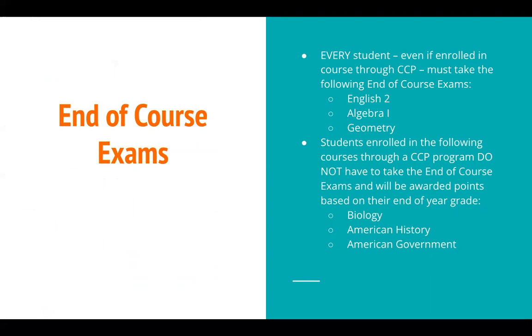In English and math, geometry and algebra, no matter where the student takes the course, they have to take the end of course exam here with us no matter what. The maths don't matter because you can't start taking math in a CCP course until after Algebra 2 anyways. So your student is likely going to be taking Algebra 1 and geometry here with us anyways. But English 2, that's 10th grade English.